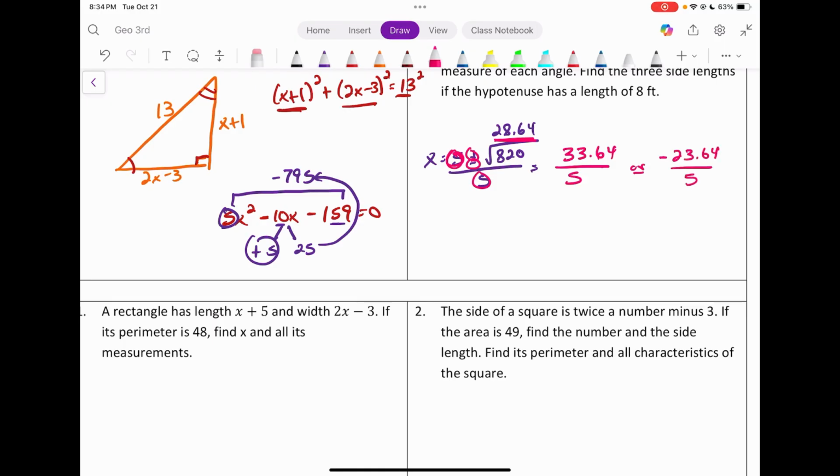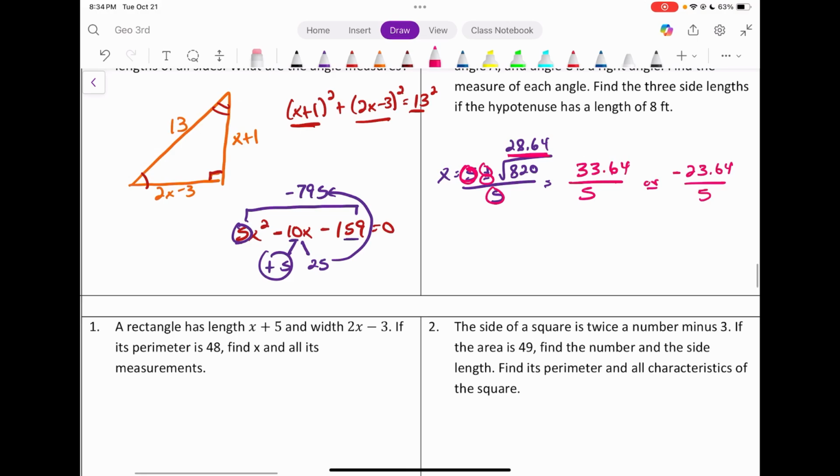Now, before we go any further, a negative x value, like negative 4 point something, we can throw that out because if I add 1 to that it leaves a value still that's negative. And this side length can't be a negative value, so we can throw that away. So my only answer is going to be 33.64 divided by 5, which is about 6.73.